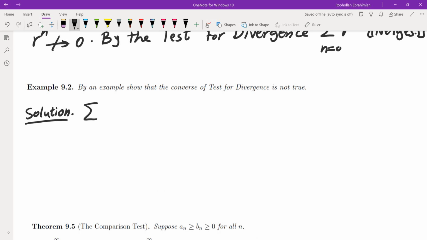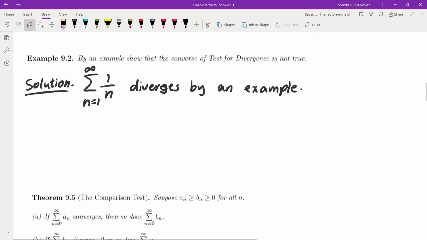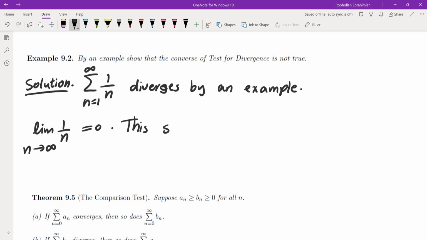So if you look at the sum of 1 over n, n equals 1 to infinity, this one diverges. This is an example we have done some time ago. This is what we call the harmonic series. And 1 over n approaches 0. So there is a series that diverges, but the nth term approaches 0. And that is an example that shows the converse.